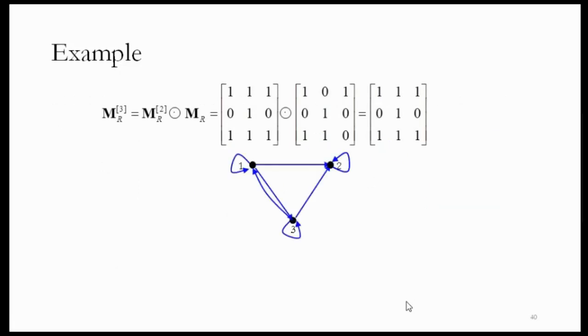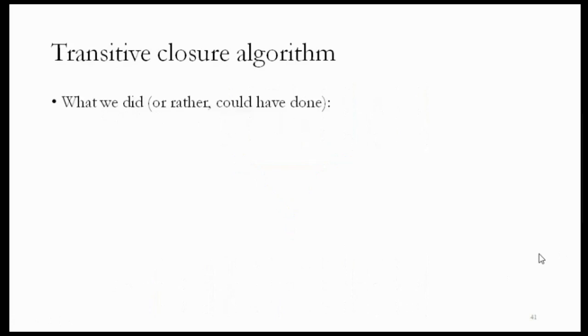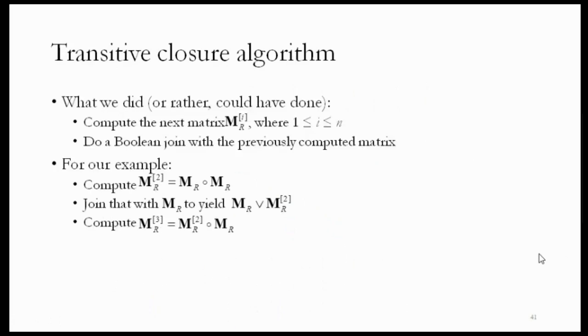Here is another example. If you do it for 3 times, you can iterate like this, and finally you can get this particular thing. So here, what we did is compute the next matrix MR of I. That means which iteration you are doing, that is the I value here. Do Boolean join with the previously computed matrix.